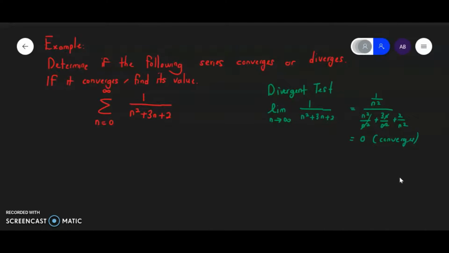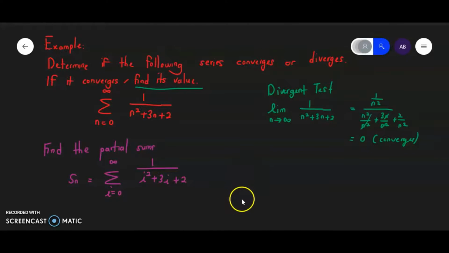Okay, the series converges. But the question asks you to find its value. Therefore we need to simplify this and solve this. So what do you need to find here? Because it says find its value, you need to find the partial sum for this term here. So Sn equals the summation from i equals 0 to infinity of 1 over i squared plus 3i plus 2.